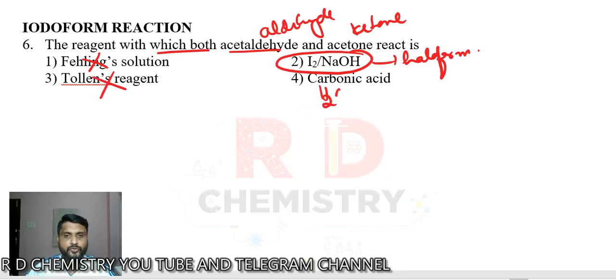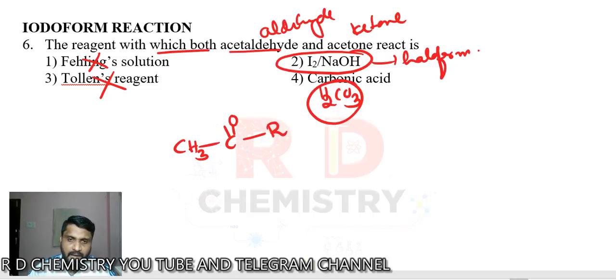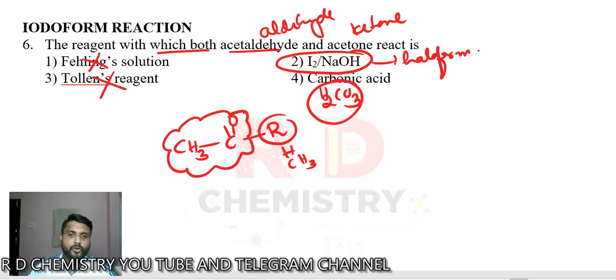Carbonic acid is H2CO3, so this is acidic in nature. It should react with a base, which we don't have. So acetaldehyde and ketone do not react. Now, to answer the iodoform reaction or haloform reaction, the compound must contain the CH3CO group together and any other R group. It can be hydrogen, it can be CH3. Okay. So the compound must contain the methyl keto group, then only it can answer the iodoform reaction.